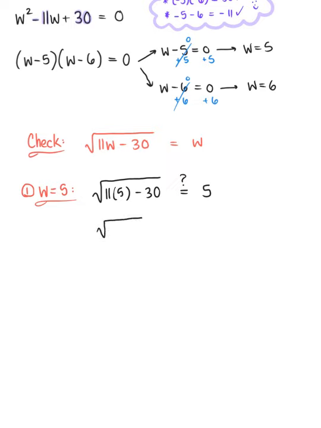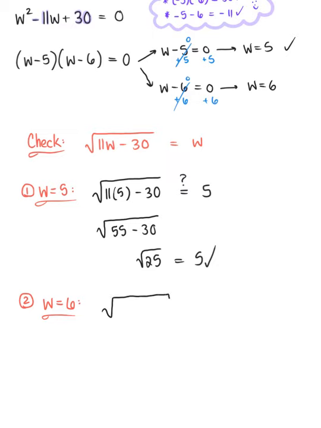So we have the square root of 55 minus 30, which is equal to the square root of 25, which we know is equal to 5. Woohoo! So that lets us know that w equals 5 is a solution. Now, similarly, we want to think about the case when w is equal to 6. So replacing the w in the original equation with 6, we have the square root of 11 times 6 minus 30, and we're asking ourselves, is this really equal to 6?